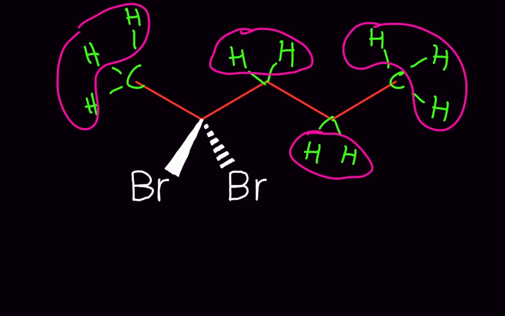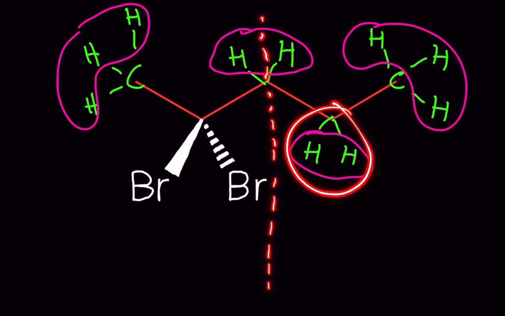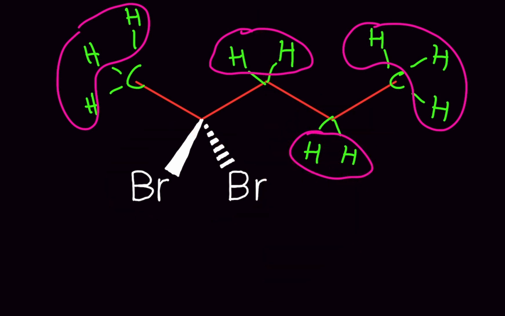Now, this molecule is not symmetrical. If I were to chop this down the middle this way, it is not symmetrical because of the bromines. We have bromines here, but there are no bromines here, so it's not symmetrical. We cannot cut it this way either. It would not work out. So we have completely different environments, because this molecule is not symmetrical whatsoever.